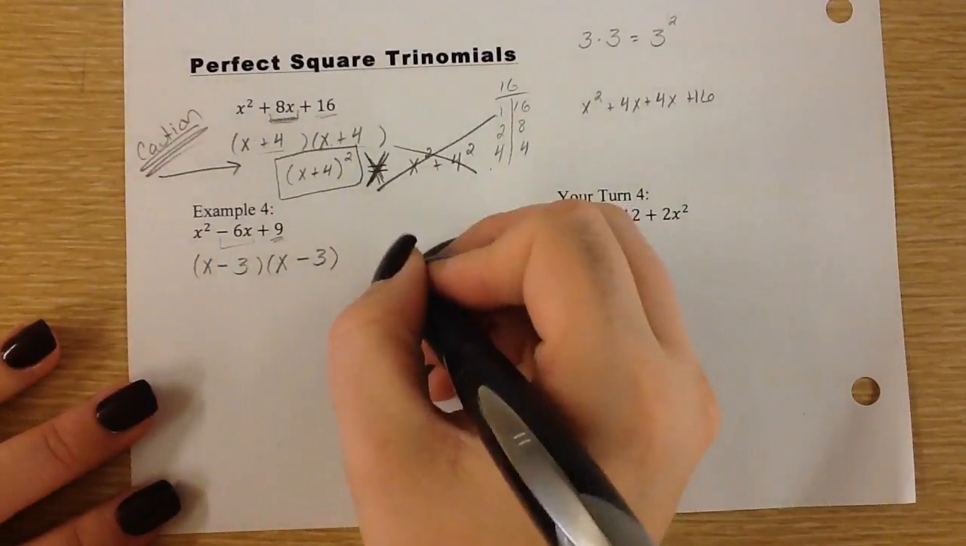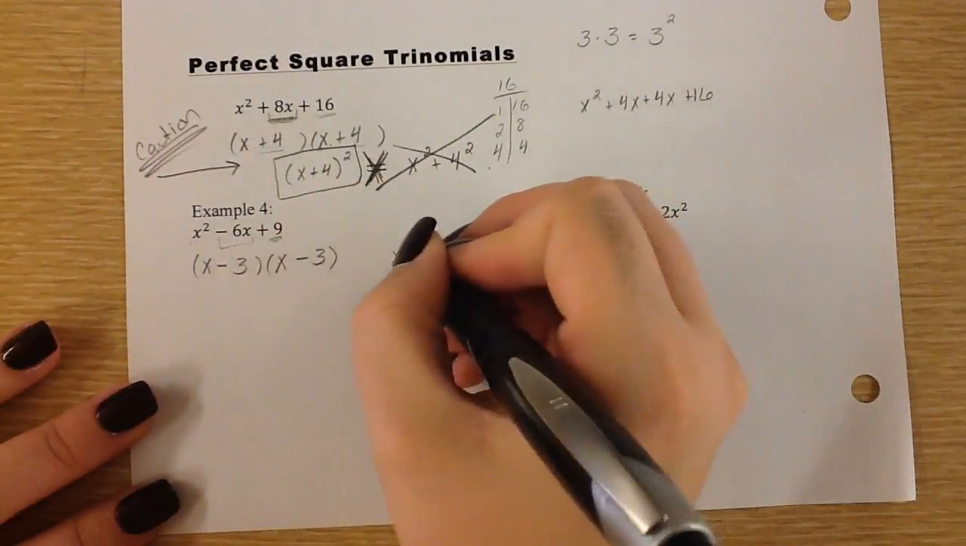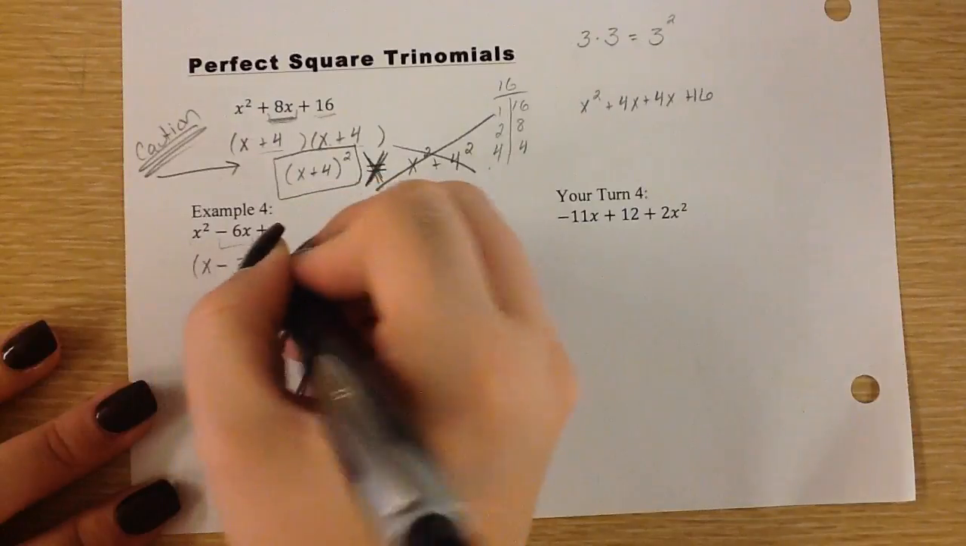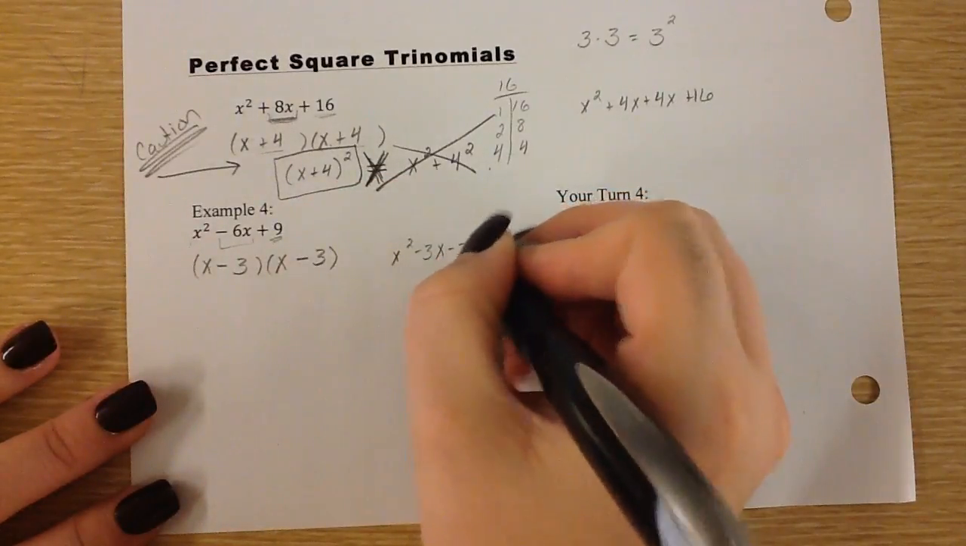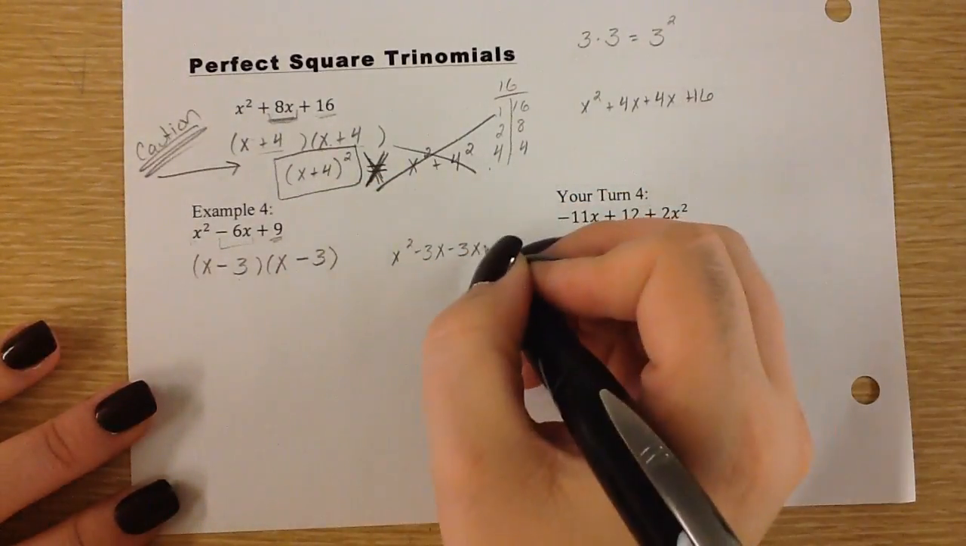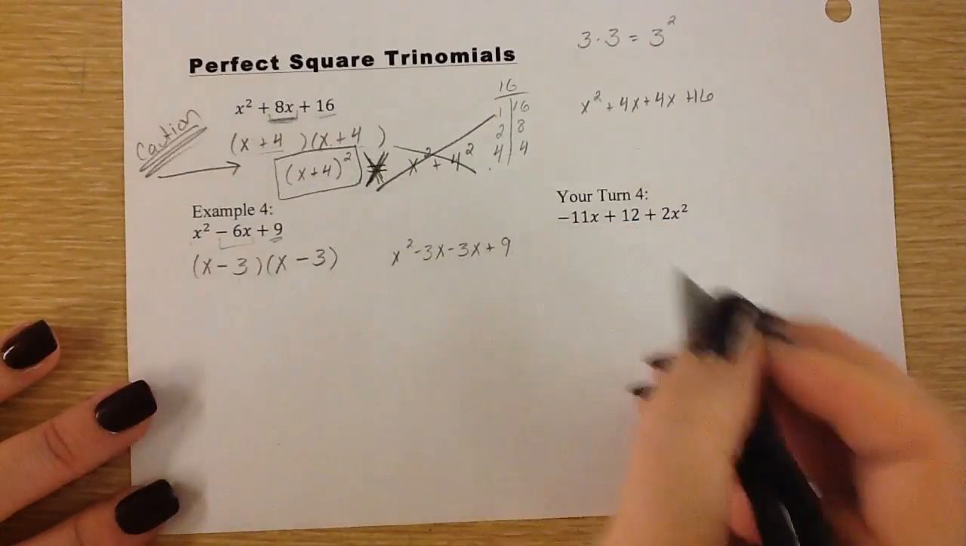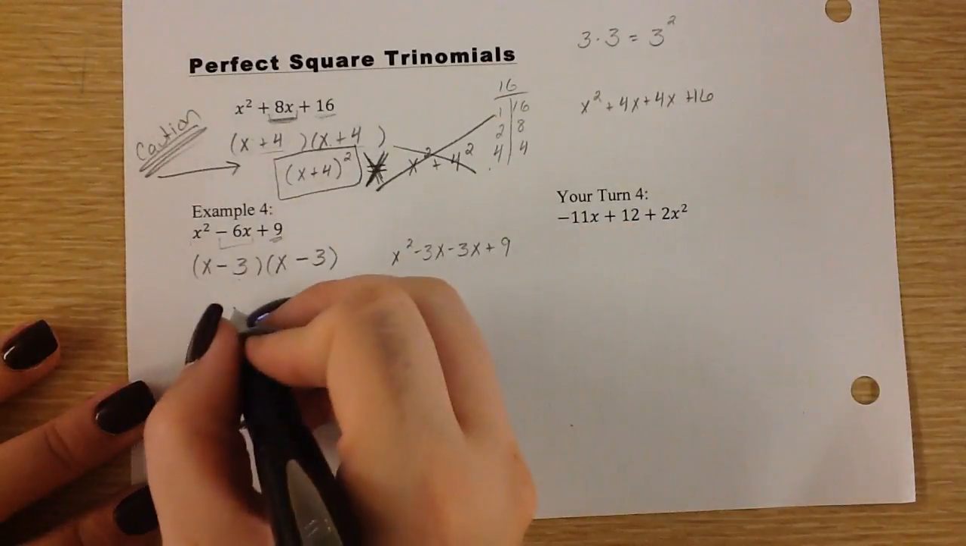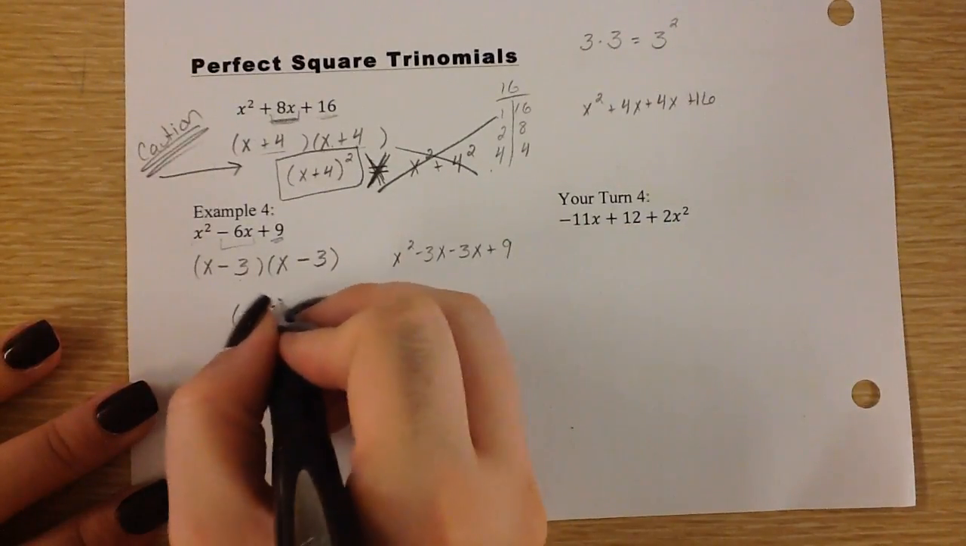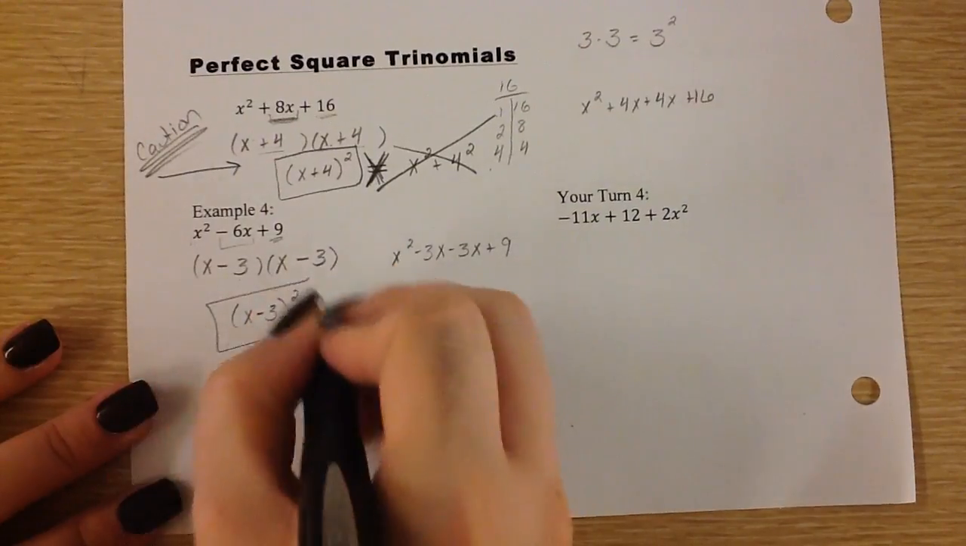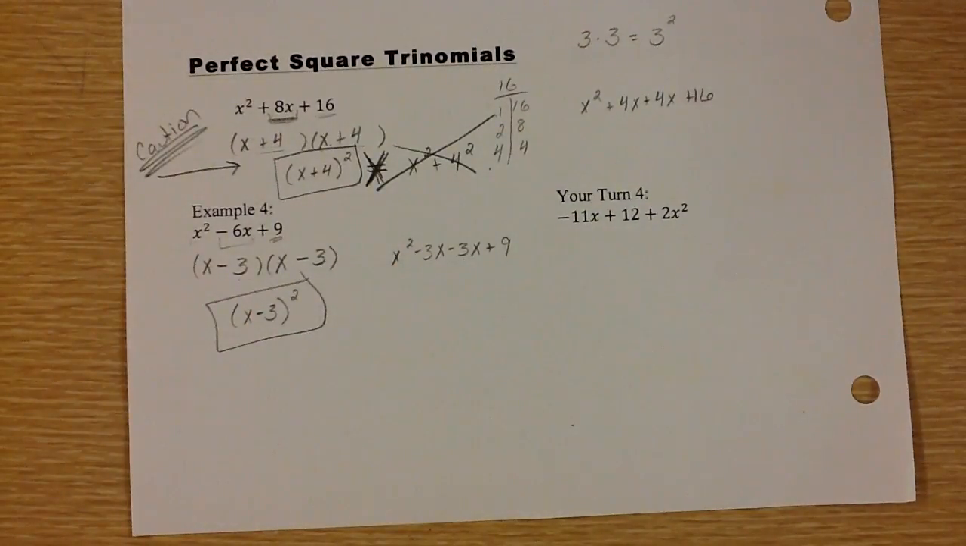Let's double check it. We'd have x to the second, minus 3x, minus 3x. Negative 3 times negative 3 is plus 9. So it worked. But again, I can shortcut this and write it x minus 3 quantity squared. Okay, now pause the video and do your turn number 4.